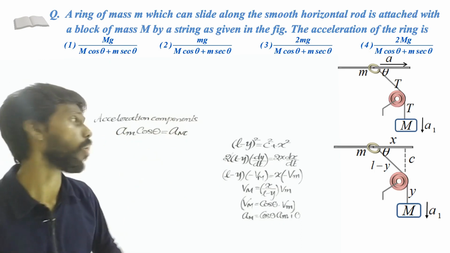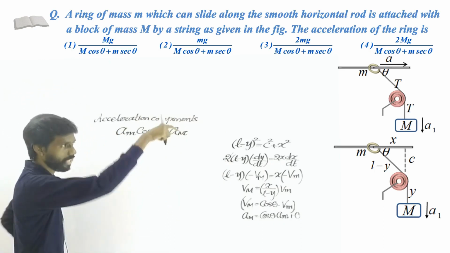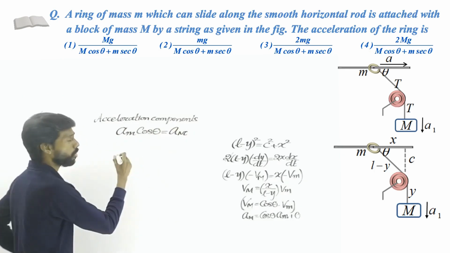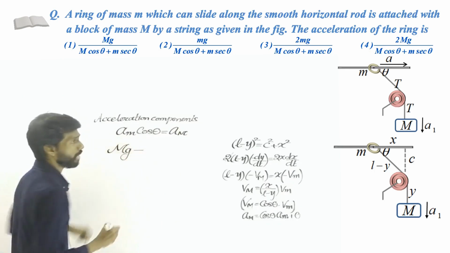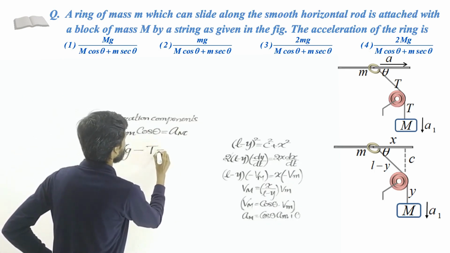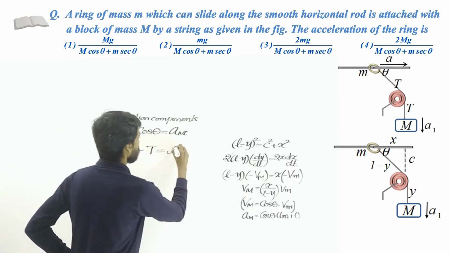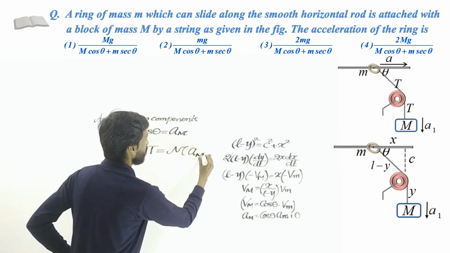Now let us use our basic equations for the block M. What is the downward force? That is Mg, minus the upward tension force T, equals the mass times the acceleration of that block, which is taken as capital M.